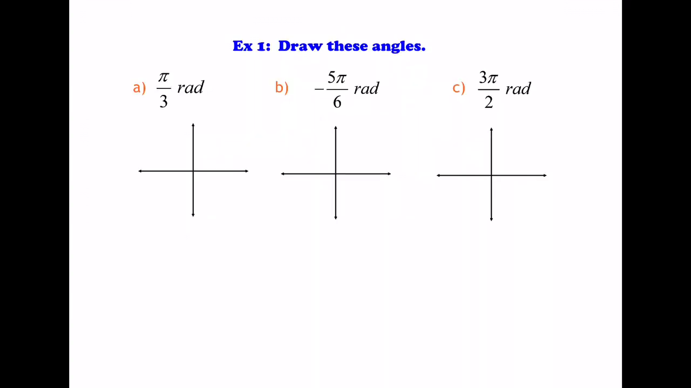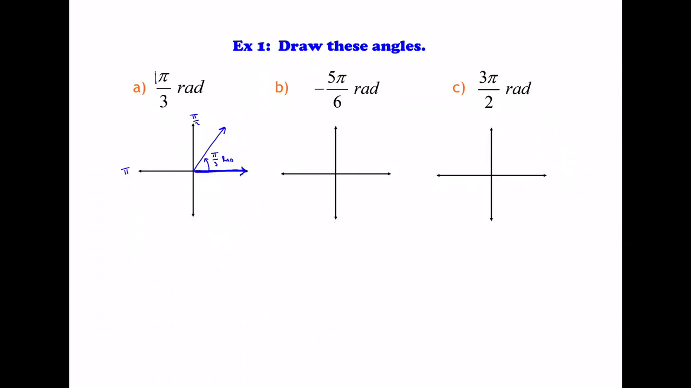So on example 1, I want you to draw these angles. Now we always start with our initial side, so we're always going to start here on the positive x-axis, and then our terminal side is the one that rotates. Well, pi over 3 radians. We know that this is pi. So pi over 3 is 1/3 of that. What's 1/3 of that? This is a half, so 1/3 would be approximately right here. And then you indicate the direction that you're going and you label pi over 3 radians. And the abbreviation for radians is RAD.